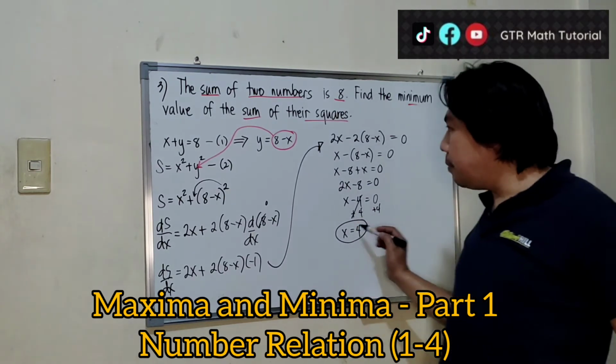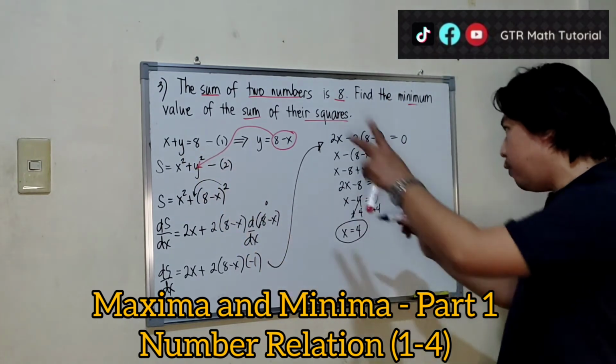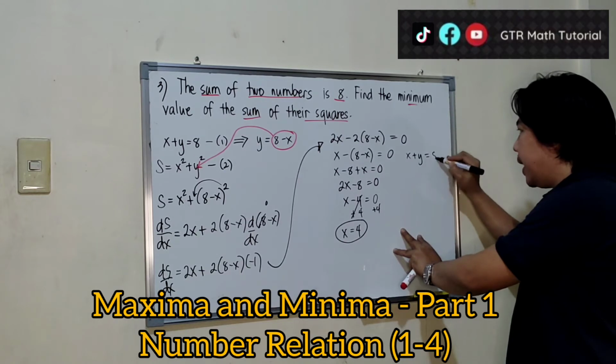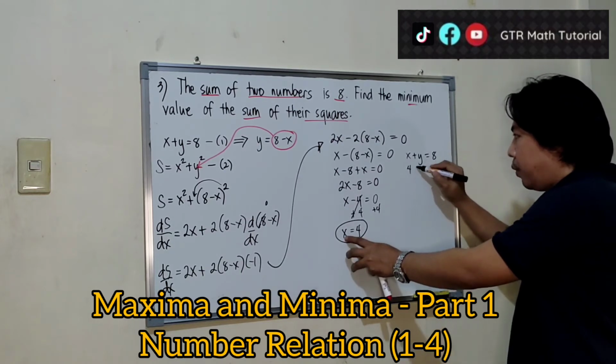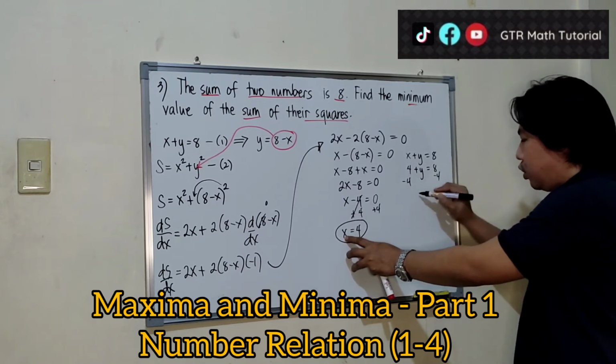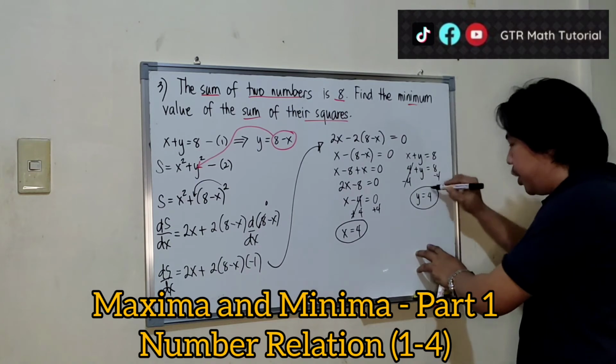So the first number is 4. So the second number: x plus y equals 8. So solve for y. We have x plus y equals 8, but x equals 4. So we have 4 plus y equals 8. So minus 4 to both sides. Therefore, the value of y is also 4.